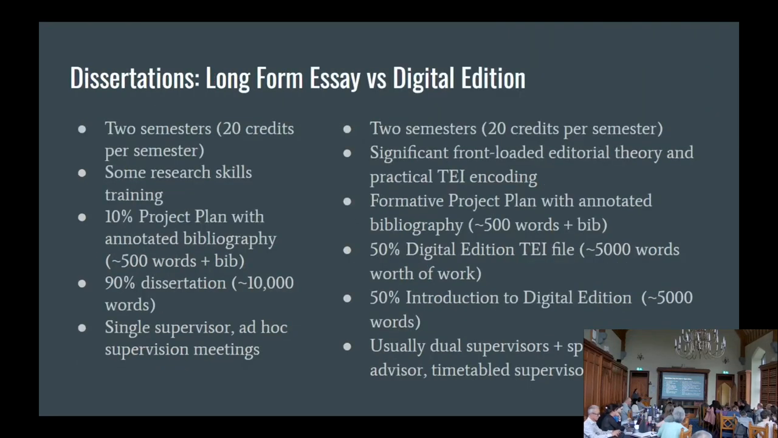So in a school of English, the standard form of capstone project that the students do is a long form essay. This takes two semesters. It's a 10,000 word essay, but it's exactly what they've been doing all of their career as undergraduates. It's just sort of three times longer than what they've done previously. In the long form essay, they have a 10% project plan with the annotated bibliography. They mostly get help from a single supervisor for the whole year, book meetings with them, I think about 6 or 8 hours of meetings total, something like that.